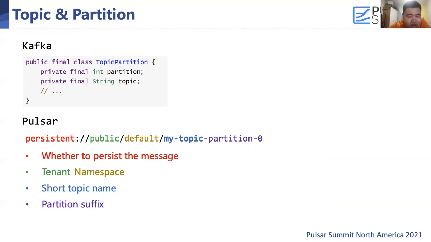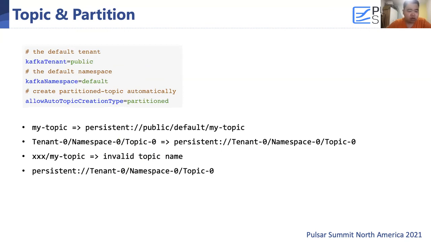I noticed that Kafka also supported multi-tenancy recently. Then what is left are the short topic name and the partition suffix. Therefore, we can do a simple map from Kafka's topic and partition to Pulsar's topic name.